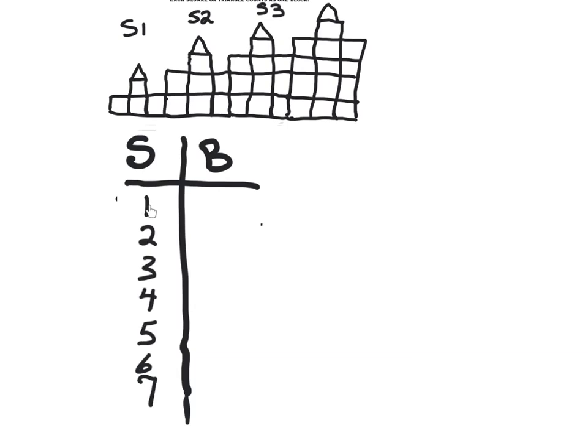So now if I look at section number 1 here, I've got 1, 2, 3, 4, 5 blocks. So I'm going to write 5 right there. Then I'm going to come over to section 2, and I've got 1, 2, 3, 4, 5, 6, 7, and 8 blocks. So I'm going to write 8 right there. Then I'm going to come to section number 3, and I've got 1, 2, 3, 4, 5, 6, 7, 8, 9, 10, and 11 blocks. So I'm going to write 11 right there.